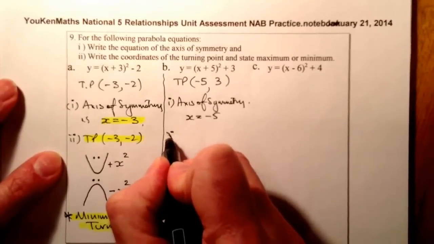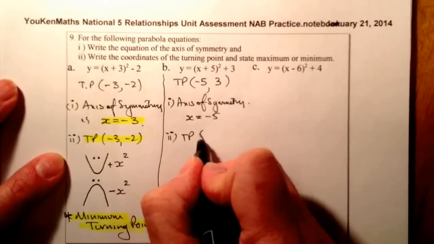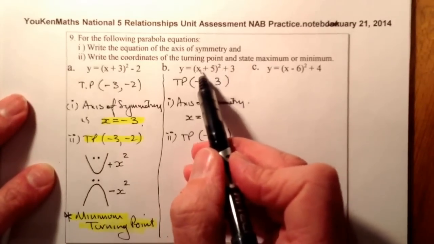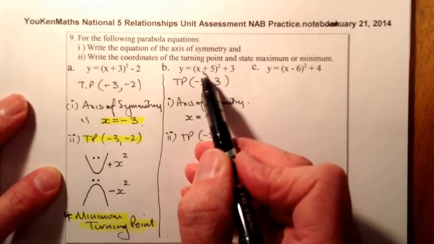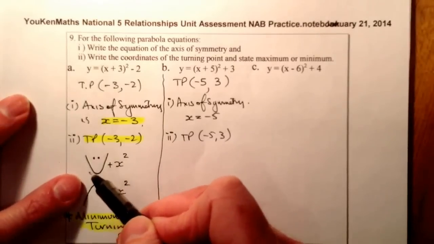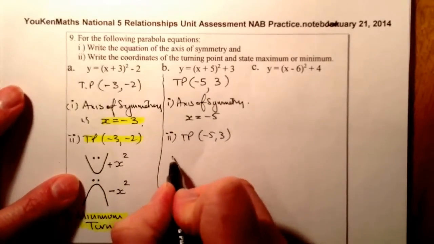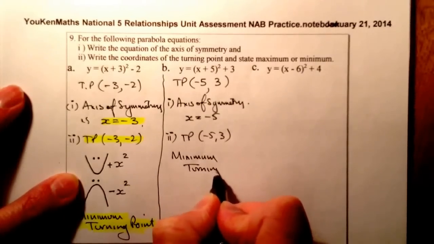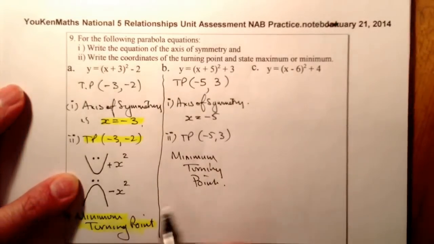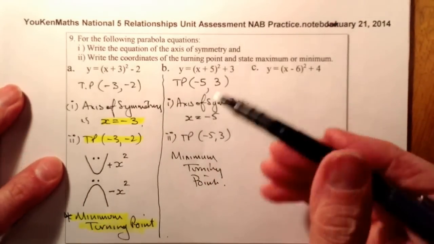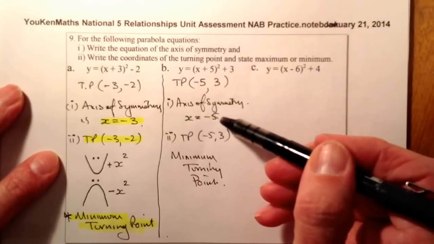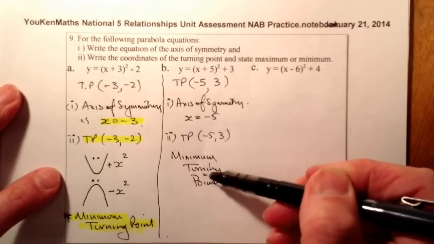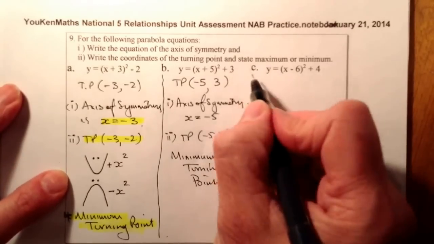For part 2, what I've got is turning point, -5, 3, and from there I can see that x squared is going to be positive if I multiply that bracket out. So a positive happy face turns at the bottom, so it's a minimum turning point. Okay. Again, a mark for the equation of the axis of symmetry, a mark for the turning point, and the final mark for stating the nature of the turning point that's there.